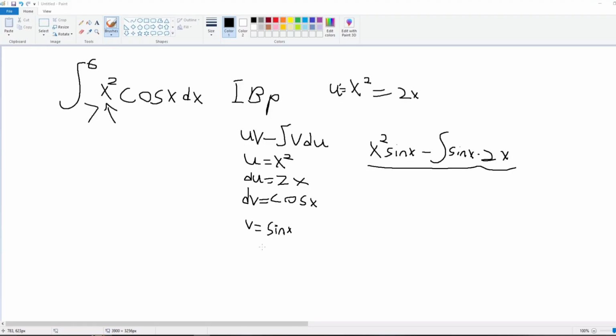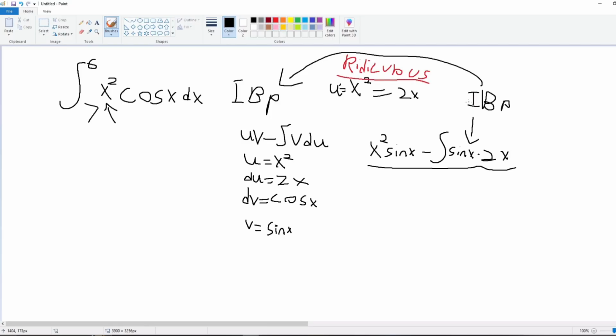What do I see? Doth my eyes deceive me? Is this a second integration by parts, I see? A second IBP within the primary IBP? This is ridiculous. No! So now after solving this, we've now seen that the integral of sine x times 2x is actually going to have to be solved by integration by parts. Oh my god, this is so crazy.